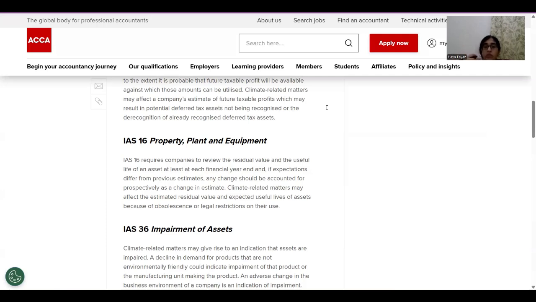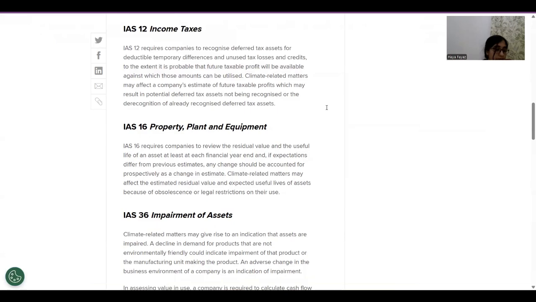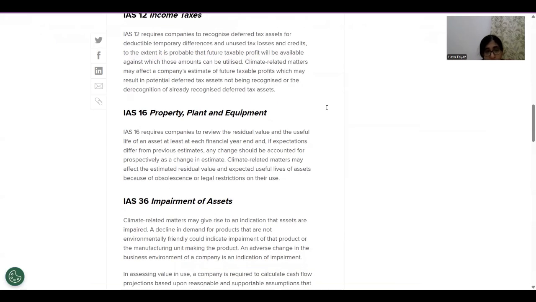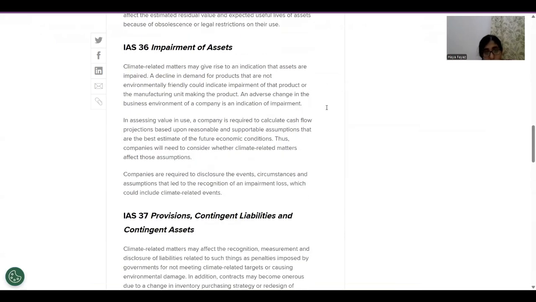So you will have to change the accounting estimate, that is in the current year, you will have to change it. You will have to record a new depreciation, and that is under accounting estimate. Then IAS 16 is done. Okay, IAS 36. So this is very easy.